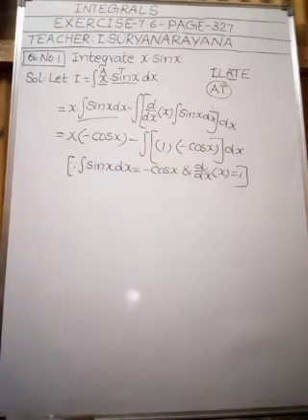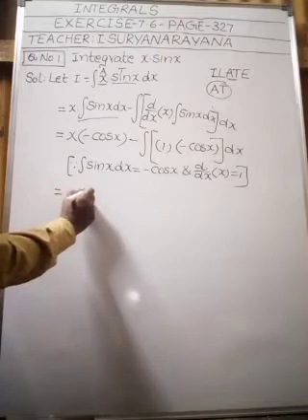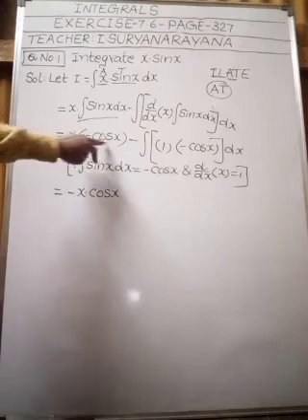Right. Now, what do you get here? First term, x into minus cos x. X minus x cos x. Okay, my children, understood this first step?